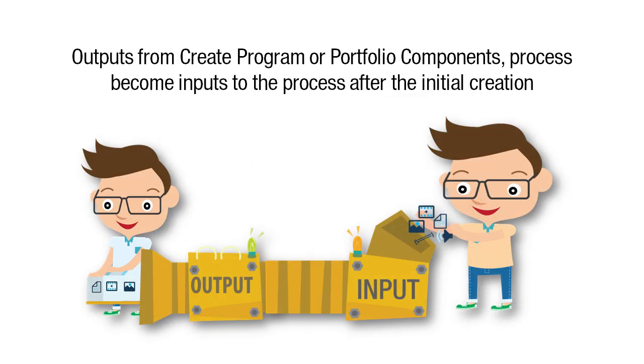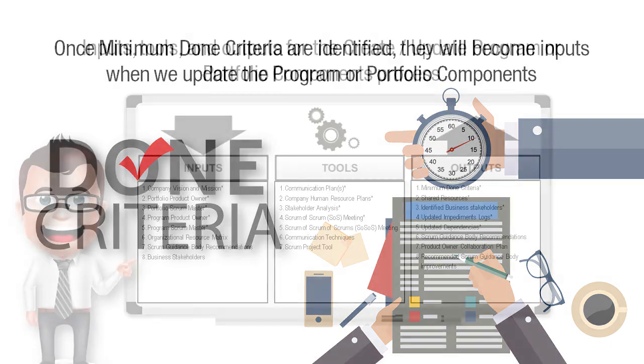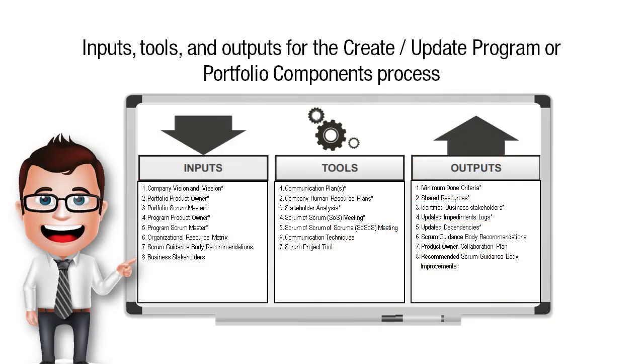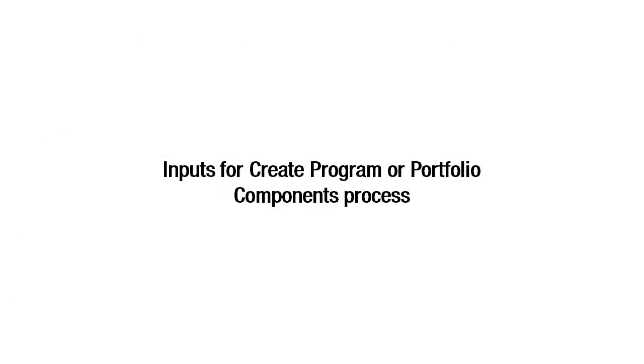Outputs from the Create Programs or Portfolio Components process become inputs to the process after their initial creation. For example, once the minimum done criteria are identified, they will become inputs when the program or portfolio components are being updated. The following figure shows all the inputs, tools, and outputs for the Create and Update Program or Portfolio Components process. Let us look at some of the inputs for the Create Program or Portfolio Components process.